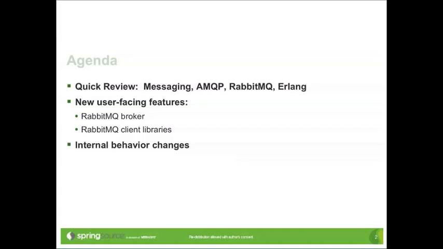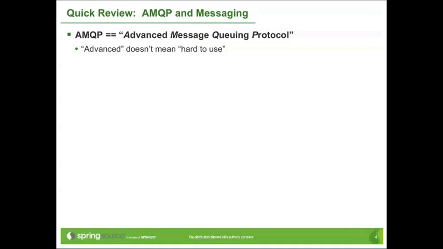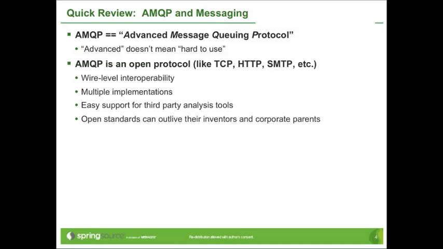So to begin with, we'll do a quick review. The AMQP protocol stands for Advanced Message Queuing Protocol. And in this context, advanced doesn't mean hard to use. It means featureful and flexible. AMQP is an open standard protocol like TCP and many others, which means you get wire-level interoperability supporting multiple implementations. Third-party analysis tools for the protocol are abundant and easy to write. For example, the popular packet sniffer Wireshark has dissectors that will pretty print AMQP frames and allow you to troubleshoot your AMQP applications or your connections or your systems.